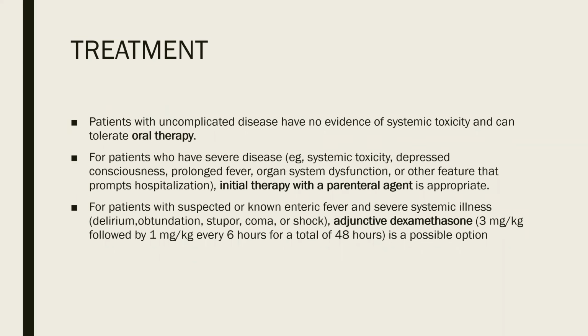So when do we give oral therapy? When do we give parenteral therapy? In uncomplicated disease with no evidence of systemic toxicity, patients can tolerate oral therapy, so you give oral therapy. If there's evidence of systemic disease, as we talked about in the clinical features, then you give the parenteral agent. Now, in very severe systemic illness, there's a place for adjunctive dexamethasone for 48 hours as part of the treatment options.